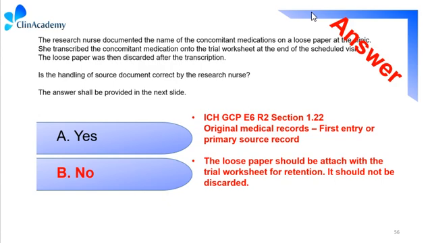The answer is no. According to ICH GCP, the first entry was made on the loose paper, which is a primary source record. It should be attached with the trial worksheet for retention. It should not be discarded by the study nurse.